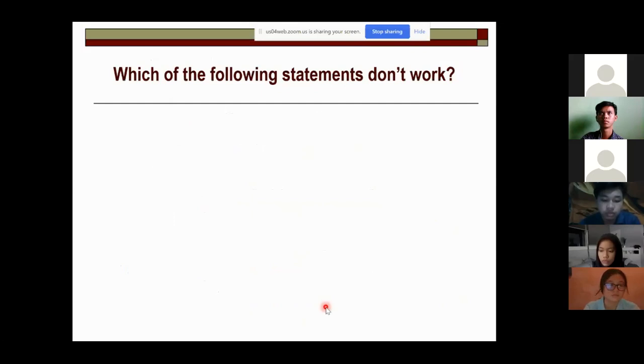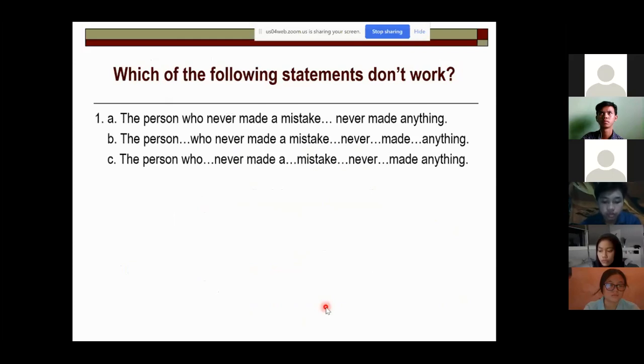Which of the following statements don't work? These are some drills to help a presenter know how to pause in the right place. There are three options here, A, B, C. Which one doesn't work and which one is correct? It's about pausing, about stopping your breath, the comma. Okay, so which one? Number one. Anybody want to try?